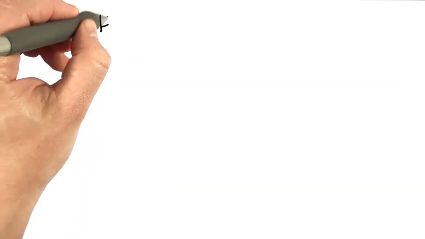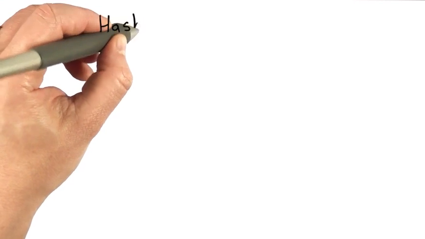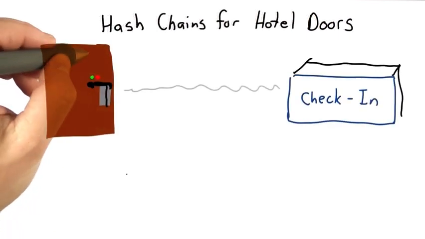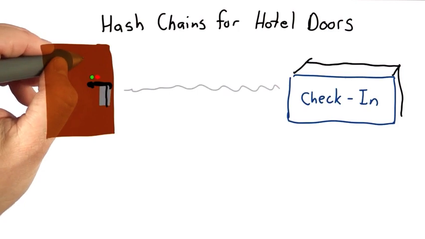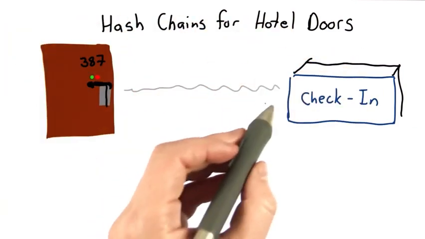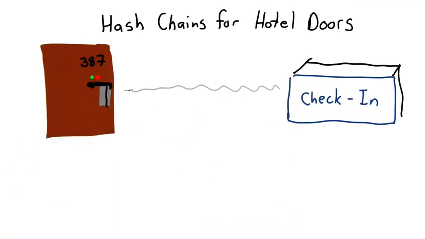There's an interesting story about using hash chains for hotel doors. I'm not positive if this story is true, but I've heard it from fairly reputable sources, and it seems too good not to be true. If you think about a hotel, you've got rooms. Let's say this is room 387. And you've got a check-in desk that may not be connected by any wire to the room.